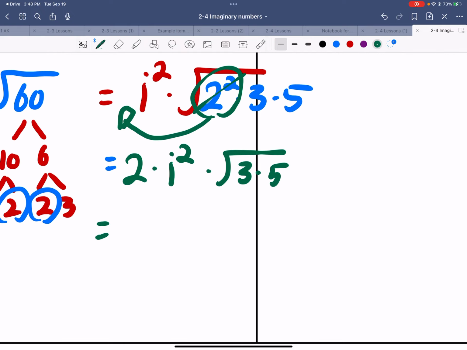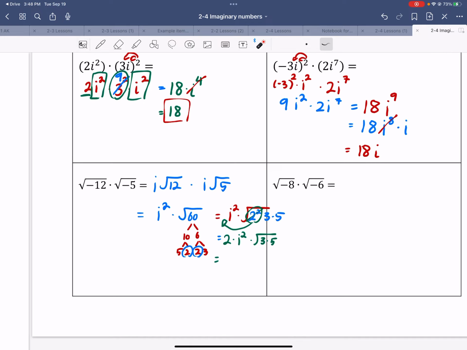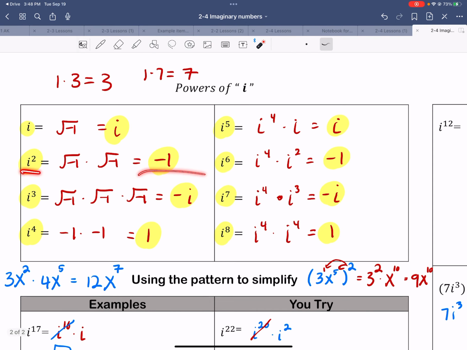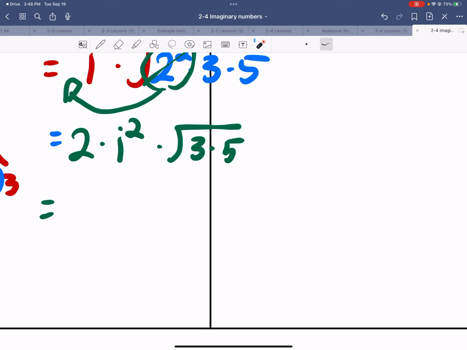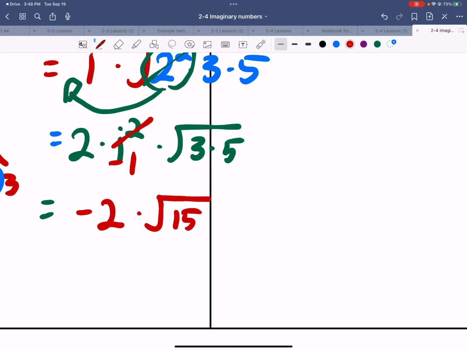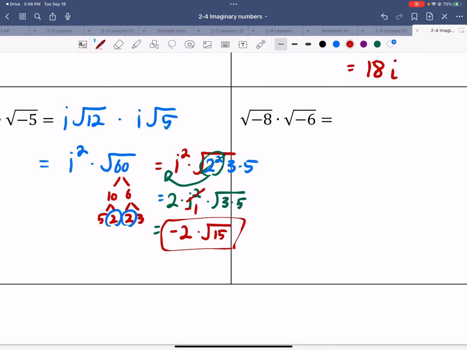All right, let's simplify. What is I squared? I squared is negative 1. So whenever you say I squared, that's going to flip the sign. So it's going to be negative 1. So 2 times negative 1 is negative 2 times square root of 3 times 5, 15. That's what you're going to see from now on, okay? Usually, you're going to see either I squared or I to the third power, depending on how many numbers you have. Just what you've got to know is whenever you say I squared, that's negative 1. So simply, this will change the sign, okay?